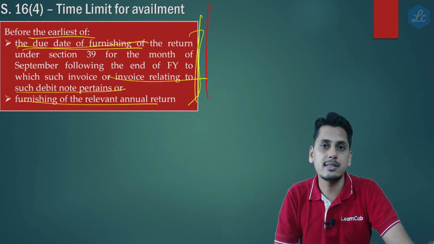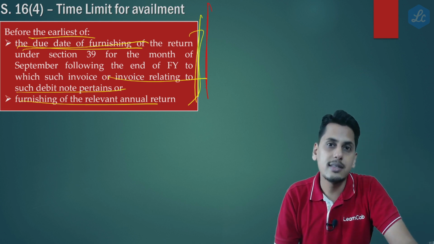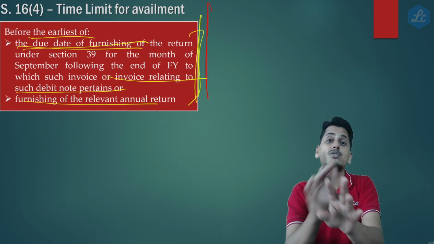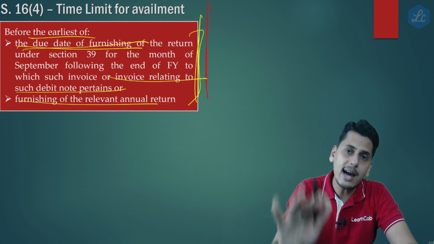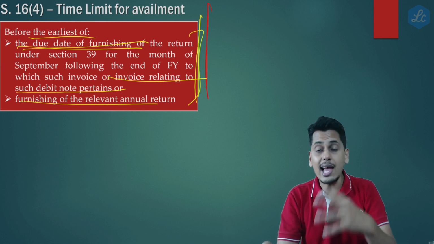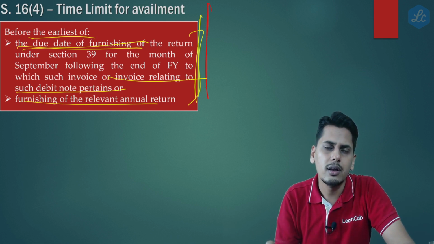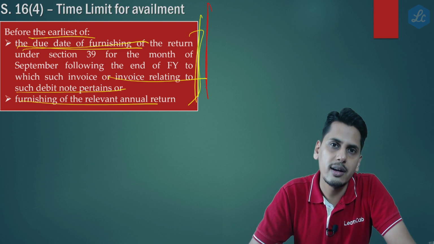The answer is yes. Is it mandatory? The answer is yes. Even after 2 years, there is no outer time limit. I will have to issue a debit note. Now friends, when I have to issue a debit note as a supplier, I have to pay taxes to the government. Can the recipient take credit?